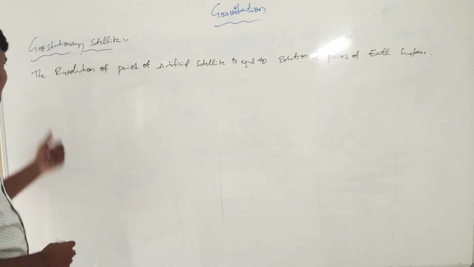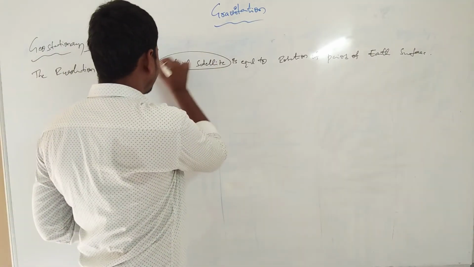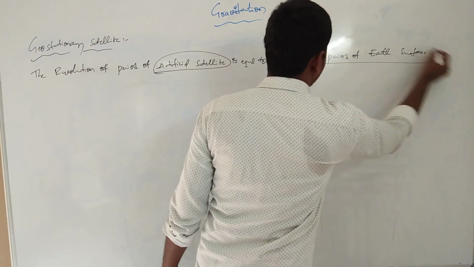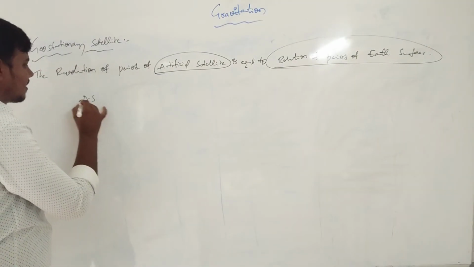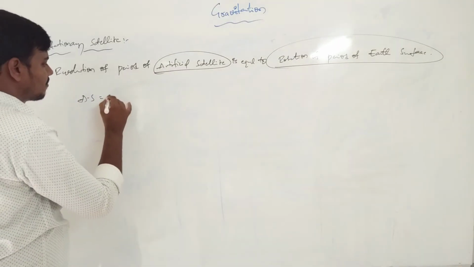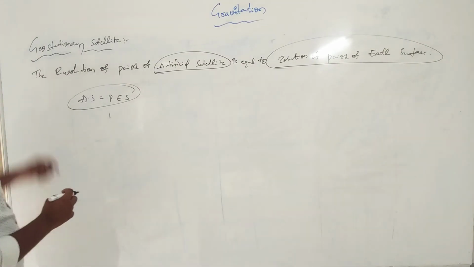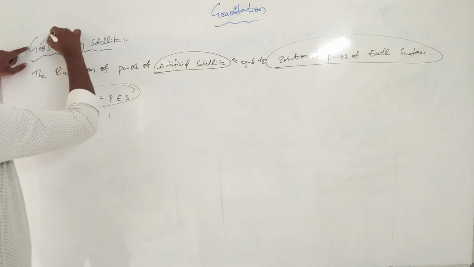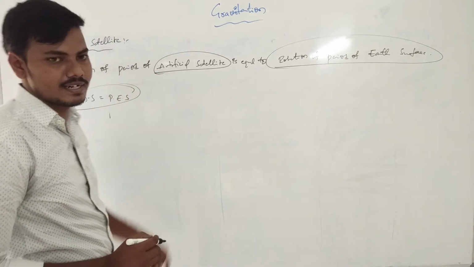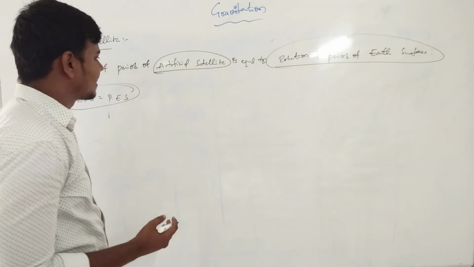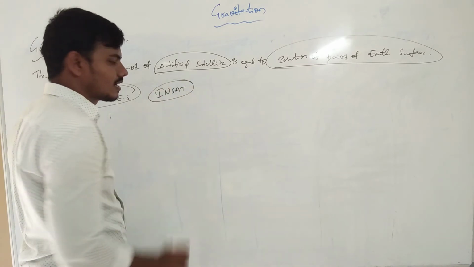We can represent the revolution period of an artificial satellite as equal to the rotation period of the Earth's surface. Mainly two things are applicable in every geostationary satellite: geo, which we take as Earth, and satellite, only for an artificial satellite. Humans build them, for example INSAT. This is the satellite we are talking about.